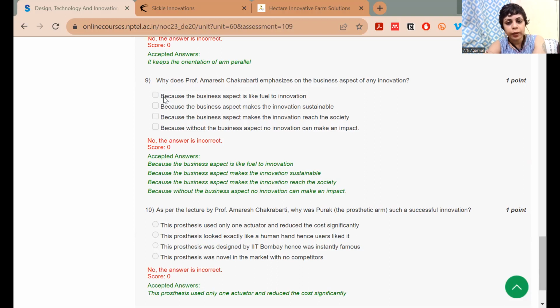Because the business aspect makes the innovation reach the society. Of course, unless the product is successful in a business setting in the market, it doesn't actually reach people, no matter how great your product might be. The last is because without the business aspect, no innovation can make an impact. Again, this is similar to what we just said.